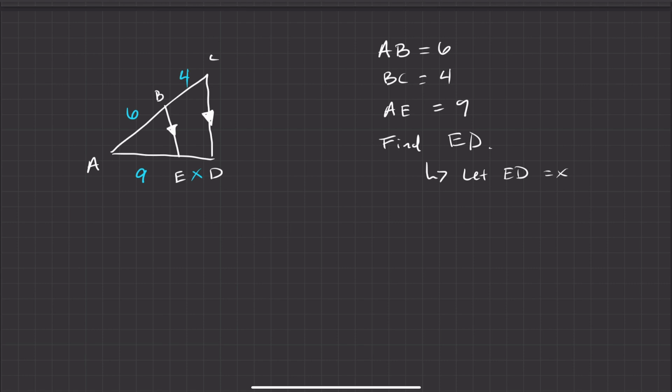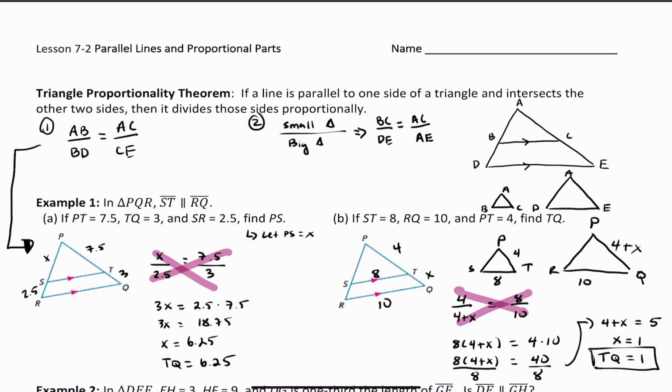You're going to apply what we call the triangle proportionality theorem. The triangle proportionality theorem states that if a line is parallel to one side of a triangle and intersects the other two sides, then it divides those sides proportionally. So if I have this parallel to this, and when we're dealing with the triangle here, you're going to take the ratio between this and set that equal to the ratio between this and this, okay?